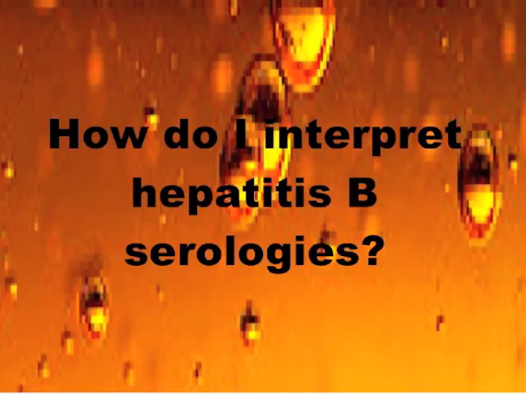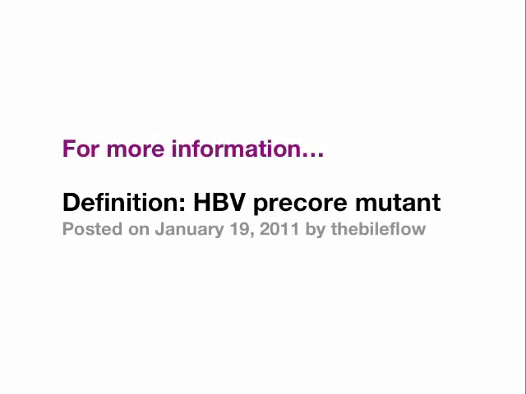The next thing you have to do is determine whether the patient has the wild-type virus or the pre-core mutant virus. The wild-type virus should be E antigen positive and E antibody negative. If the patient has long-standing disease, they've probably gone on to form a pre-core mutation, which is E antigen negative, E antibody positive. Regardless of whether it's wild-type or pre-core mutant, DNA will be positive and the surface antigen will be positive.